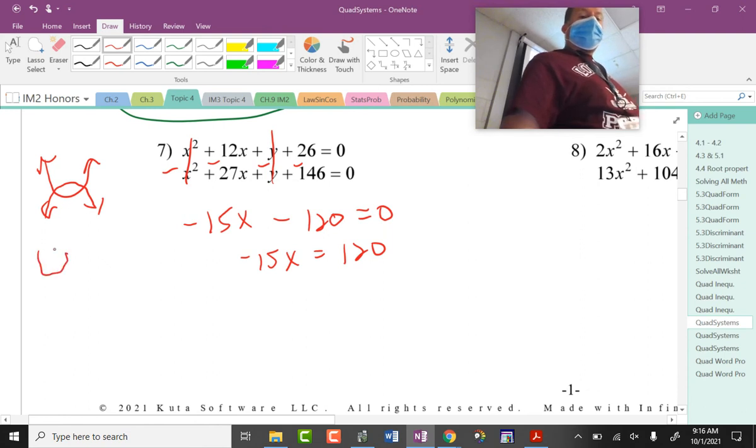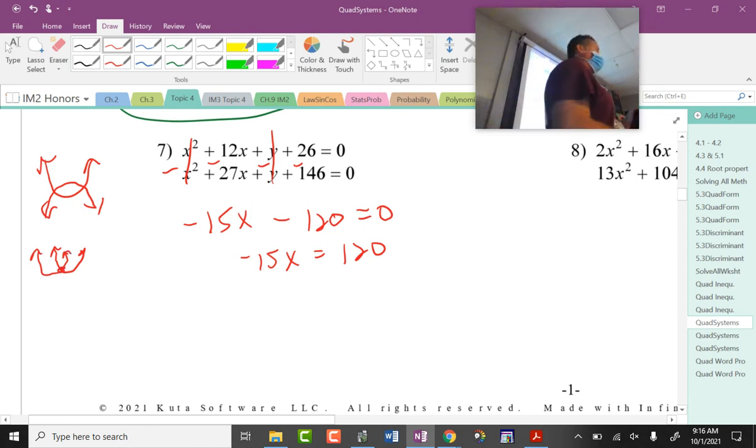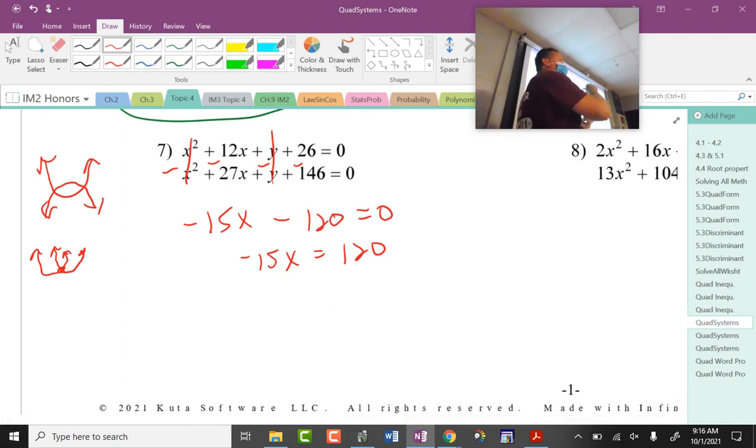Like you could have a parabola here and a parabola here. These are both going down, so that's not the case. But it's the same 3 possibilities: 2 solutions, 1 solution, or none. And it looks like this should shape out to just 1. How many times does negative 15 go into 120? Did we get that answer?